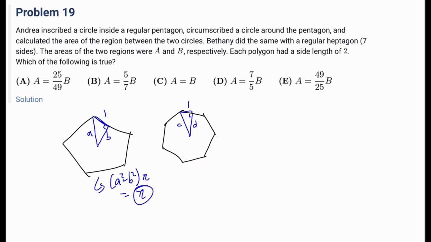And for this one, we see that it's (C squared minus D squared) pi by the same thing. And since this is also a right triangle, same thing with the Pythagorean theorem on here, that gives us C squared minus D squared equals 1, so this is pi. So they both equal pi, and so that means A equals B.